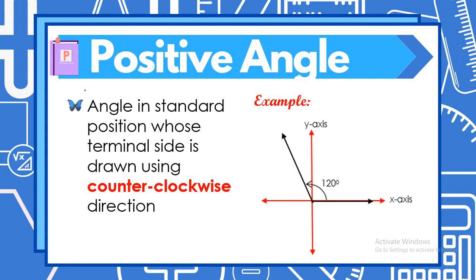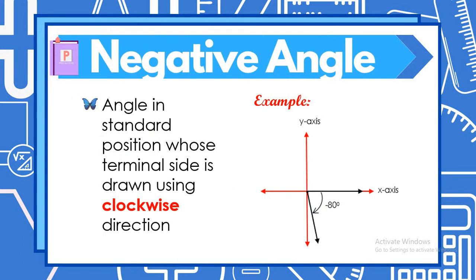Now, let's first define what a positive angle is. It is an angle in standard position, this one is very important, whose terminal side is drawn using counterclockwise direction. A positive angle will be considered positive if the direction in drawing the terminal side is counterclockwise, just like this one. We have here positive 120 degrees because the initial side is found on the positive x-axis, therefore an angle in standard position, and the terminal side is plotted using the direction counterclockwise.